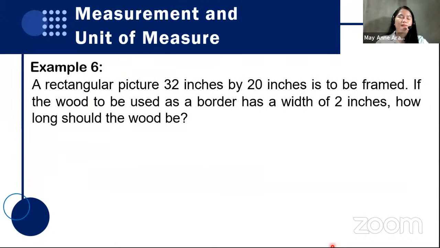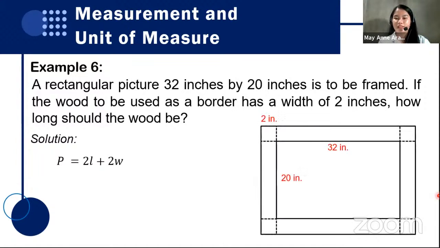Last example. A rectangular picture, 32 inches by 20 inches, is to be framed. So if the wood to be used as a border has a width of 2 inches, how long should the wood be? Okay, how long? So around, how long? So we need to solve for the perimeter. Okay. So to visualize this problem, we need to draw para mas maintindihan natin. Okay. This is the illustration.